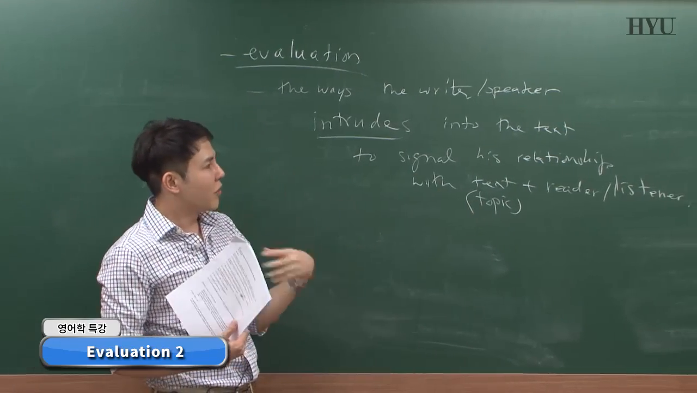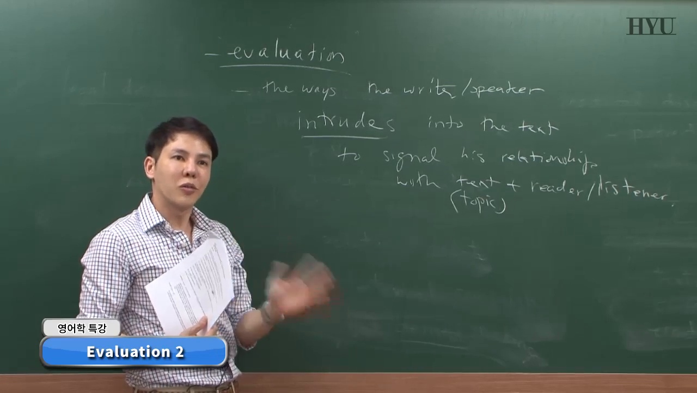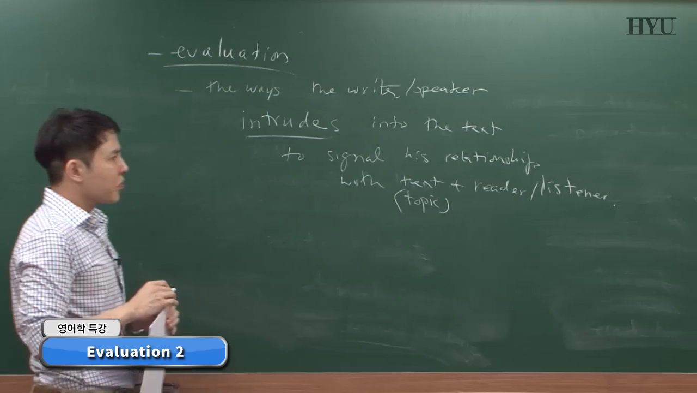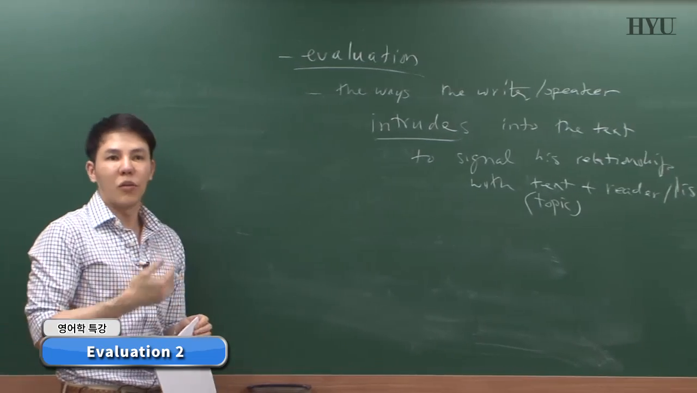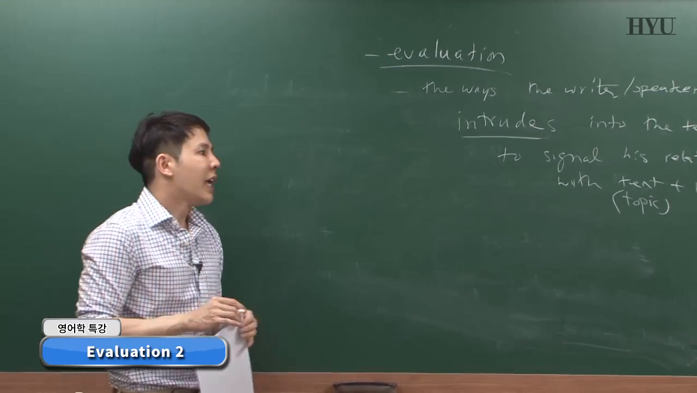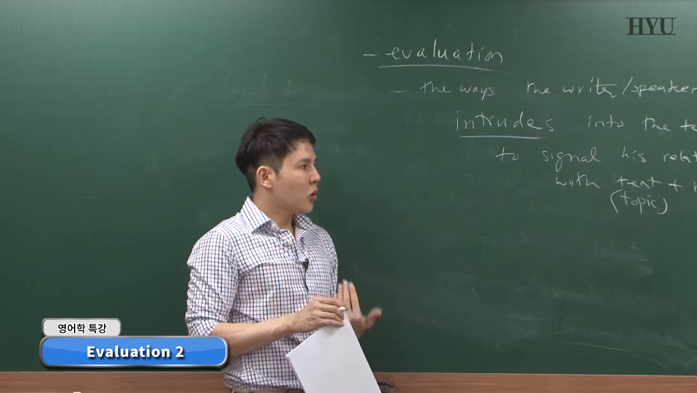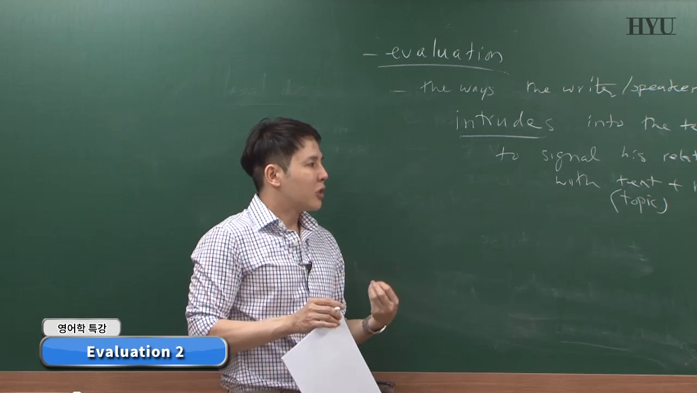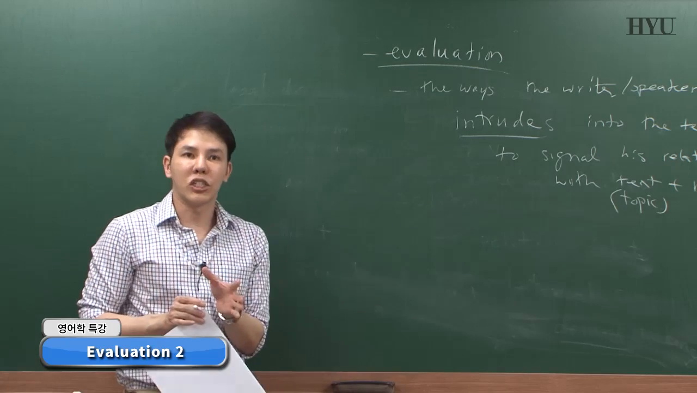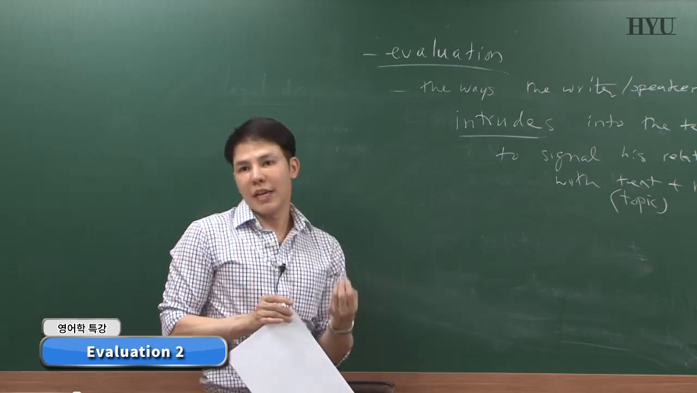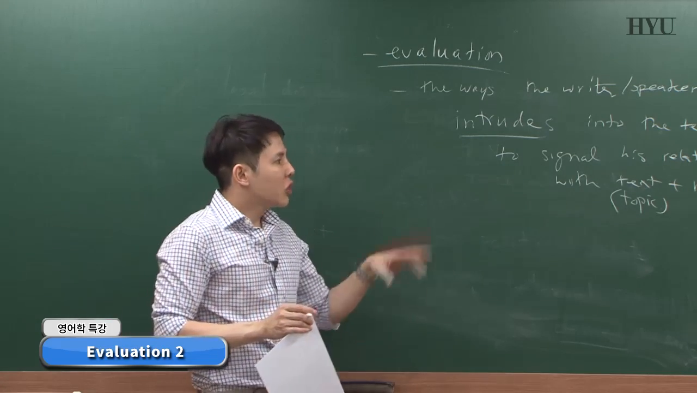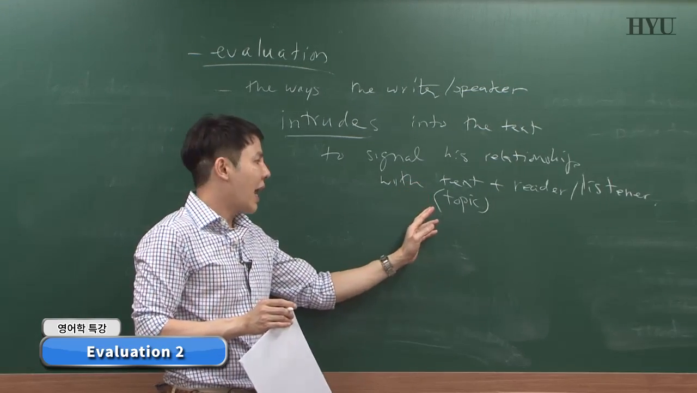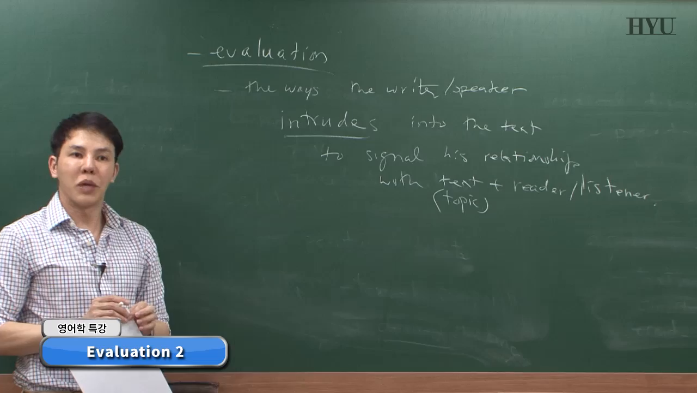So you have to signal your relationship with the text all the time, whether you write or you speak. And also, you have to signal your relationship with the reader or with the listener, right? In order to persuade or in order to make him change his position, or at least to make him accept your position, right? So both are important. Signal your relationship with the text or the topic and with the reader or with the listener, right?